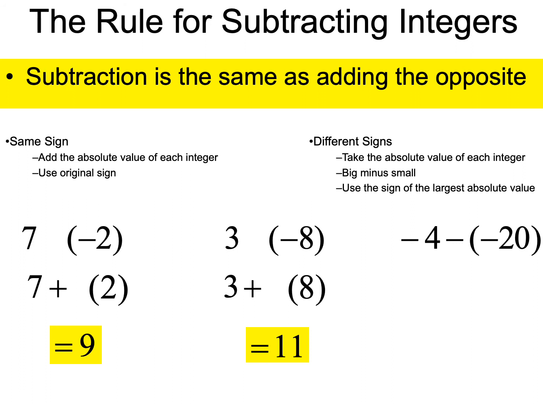Last one. Negative 4 minus negative. This is the most negatives you can have. Negative 4 minus negative 20. I don't get rid of the middle two. I just get rid of that first minus. Negative 4 plus, the opposite of negative 20 is 20. Hey, check it out. Negative 4, positive 20. Those are different signs, opposites. Opposite says you take the absolute value and you subtract, big minus small. 20 minus 4 is 16. Do we have more negatives or more positives? I got more positives, so positive 16.